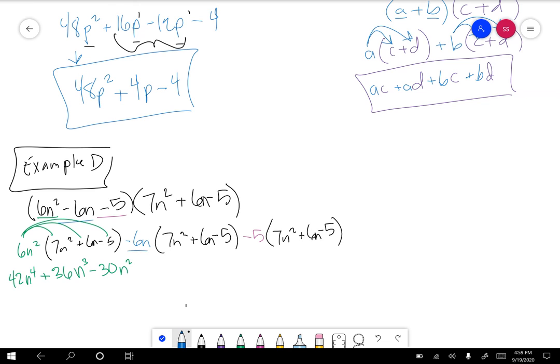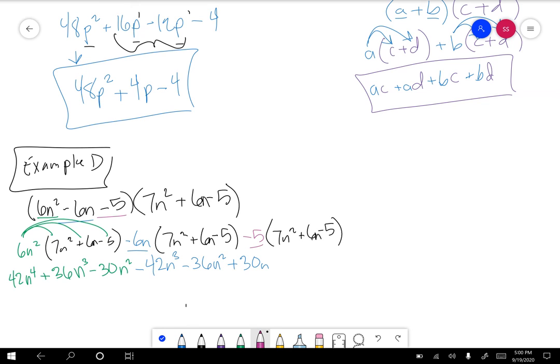Okay. Here we go. Negative 6n times 7n squared. So we have negative 42. And then n to the first power times n to the second power gives us n to the third power, right? Add the exponents. We have negative 6n times positive 6n. So you would get negative 36n squared. N to the first times n to the first would give us n to the second. Then we have negative 6n times negative 5. And negative 5 times a negative 6 will give us a positive 30.